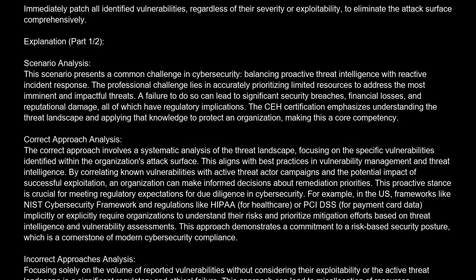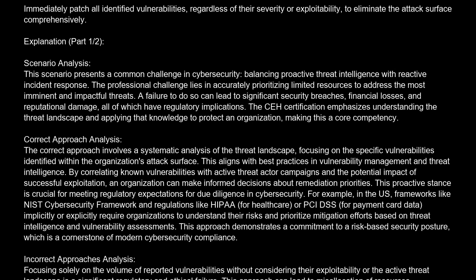The correct answer is D. Immediately patch all identified vulnerabilities, regardless of their severity or exploitability, to eliminate the attack surface comprehensively. Explanation: scenario analysis. This scenario presents a common challenge in cybersecurity, balancing proactive threat intelligence with reactive incident response. The professional challenge lies in accurately prioritizing limited resources to address the most imminent and impactful threats.